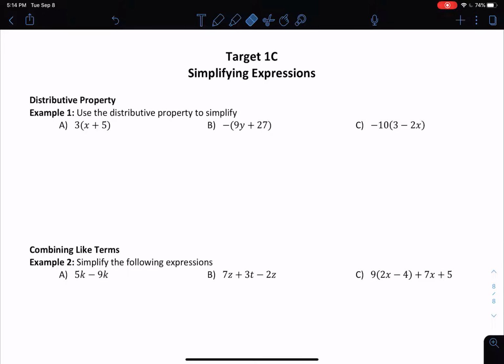All right, so let's wrap up Unit 1. We're going to be simplifying expressions using both the distributive property and combining like terms. So first off, distributive property is just multiplication. So you see like in example A, 3 times the quantity x plus 5. You have that 3 right in front of the parentheses x plus 5. So what that means is 3 is multiplying everything within those parentheses.